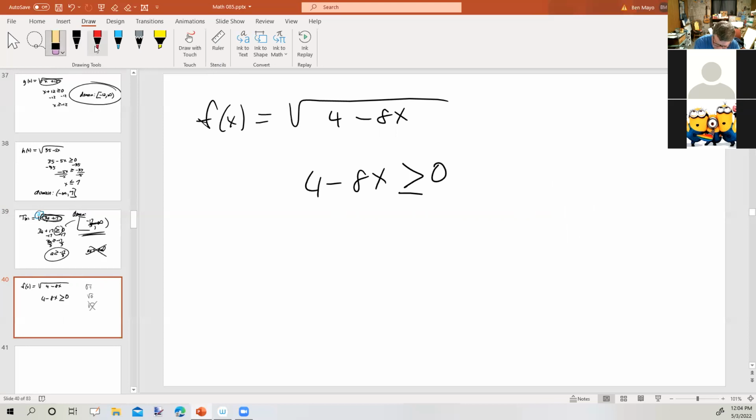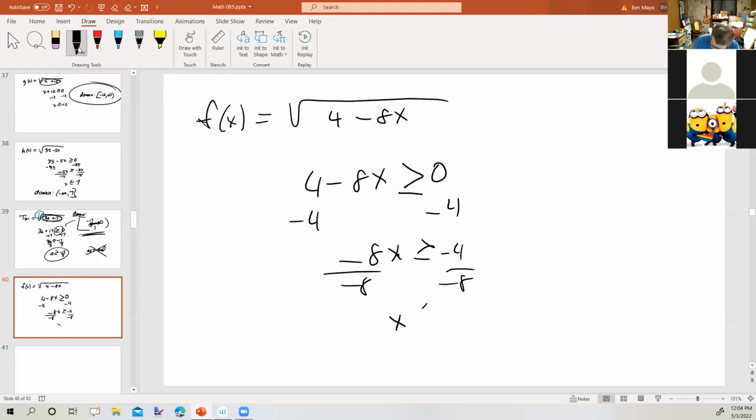Now, solving this inequality, I get that. Divide both sides by a negative number, I change the direction of the sign. Negative over negative is positive. 4/8 reduces to 1/2. So the domain is what? -infinity up to and including 1/2.